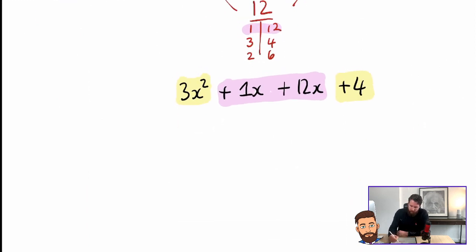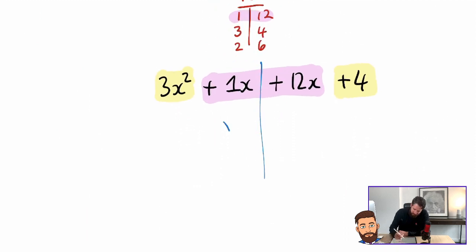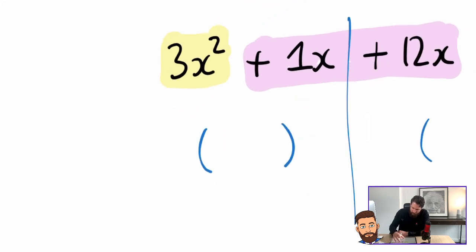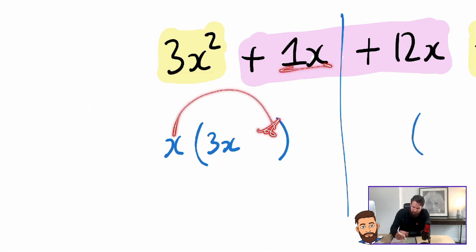Where do we go from there? Well, hopefully you can recall we're going to split it down the middle and we're going to factorize. So if I factorize the left side, what number can I take out of 3 and 1? Well, only 1, so nothing. Can't really take any number out. There's no point me writing 1 on the outside. X squared and x. The most I could take out is x. What would that leave me in the bracket? What would I times x by to get 3x squared? Well, that would be 3x, because x times 3x is 3x squared. What do I times x by to get 1x? Well, plus 1.